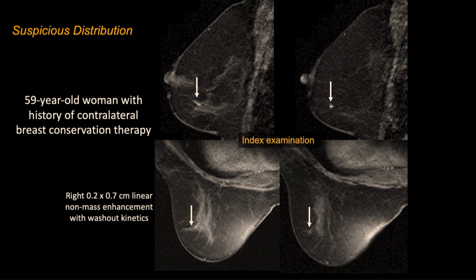So suspicious distribution, this is really important to make sure that you're using correct BI-RADS terminology with morphology and distribution. This is a 59-year-old woman. She has a history of contralateral breast conservation therapy. And the index examination, and this was in the report, it says linear non-mass enhancement with washout kinetics. So if I said to you linear, non-mass, washout kinetics, you should think to yourself, this should be biopsied.